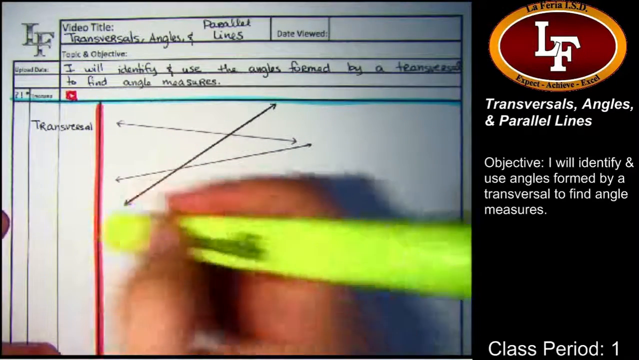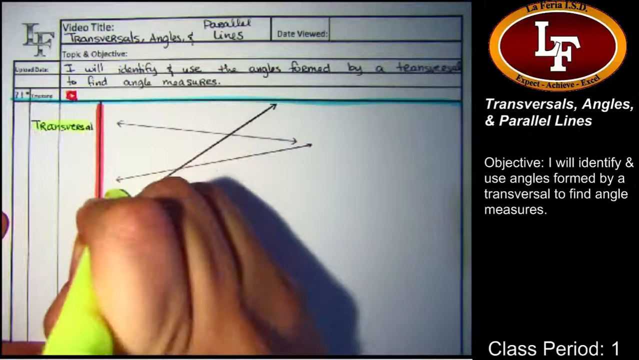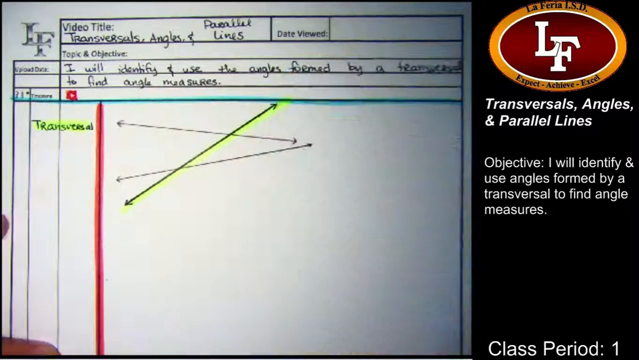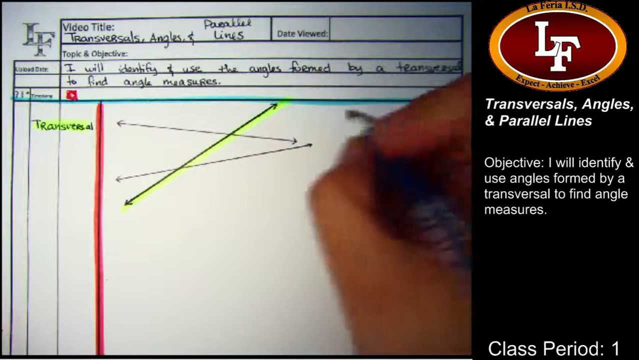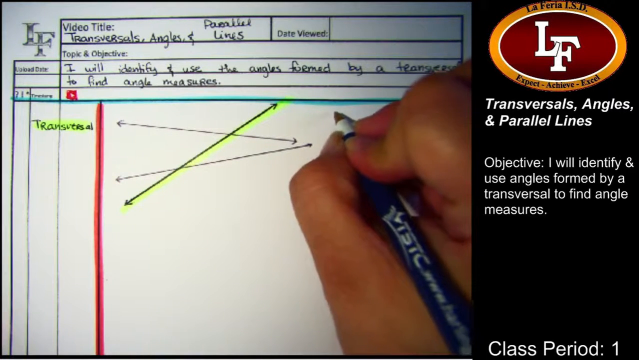So, this line right here is the transversal. That line right there. It's the line that intersects at least 2 other lines.